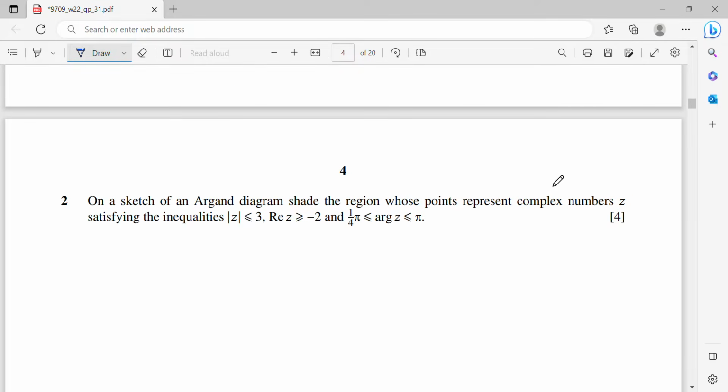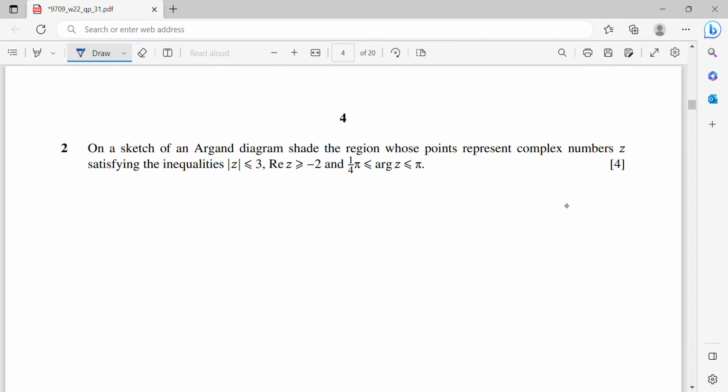Now, question 2. On a sketch of an Argand diagram, shade the region whose points represent complex numbers z, satisfying the inequalities: modulus z less than or equal to 3, Re means the real part, real part of z squared equals to minus 2, and the argument is between pi over 4 and pi.